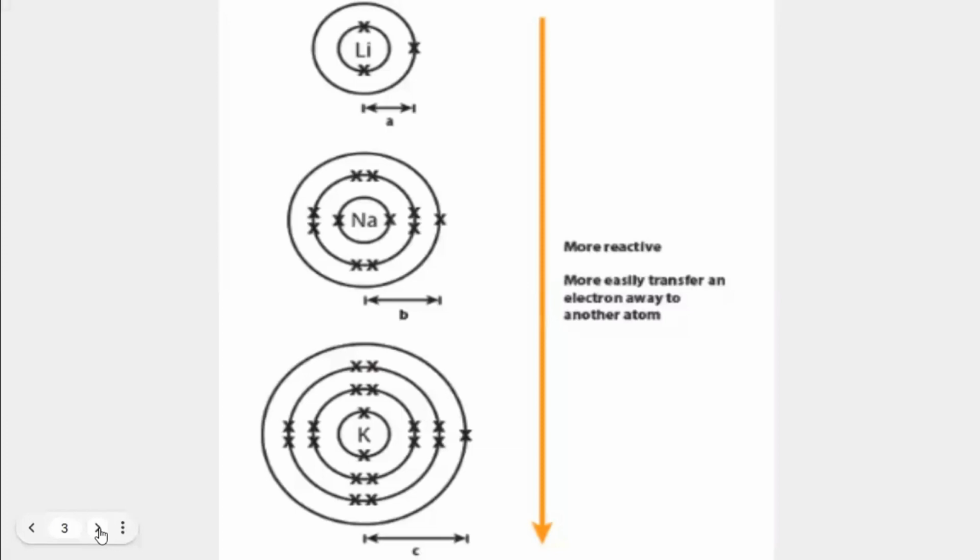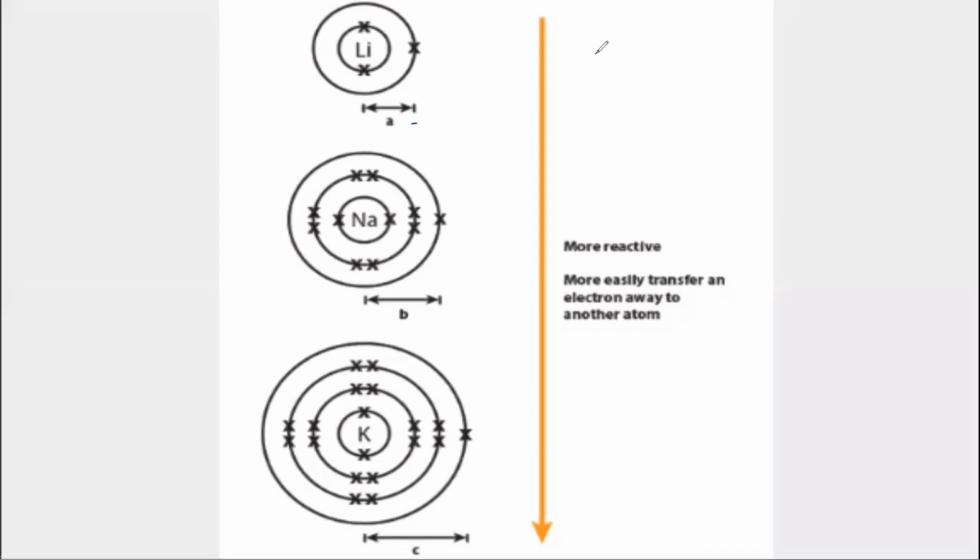So if we make the electronic configuration, we know the atomic numbers. The atomic number of lithium is 3, and the electronic configuration is 2, 1. Similarly, for sodium the atomic number is 11, so the electronic configuration is 2, 8, 1. And potassium is 19, so the electronic configuration is 2, 8, 8, 1.